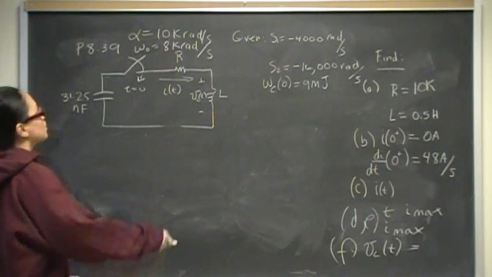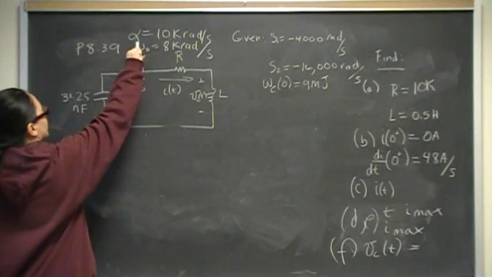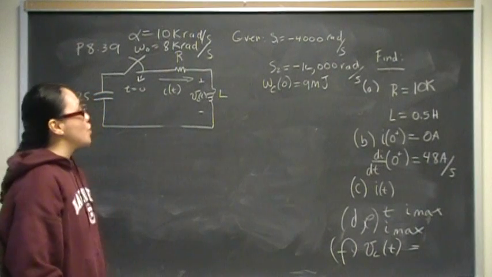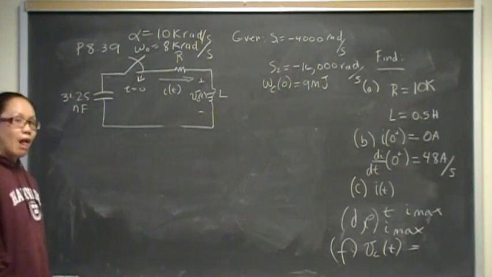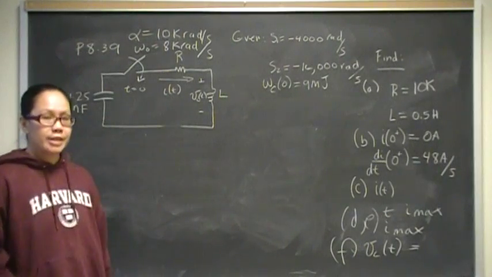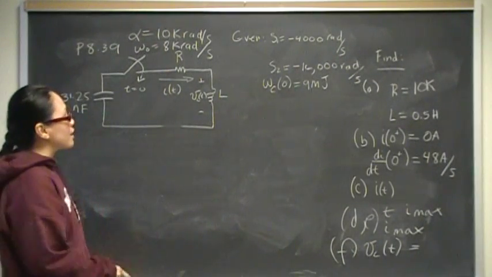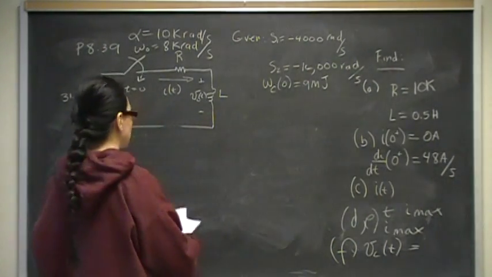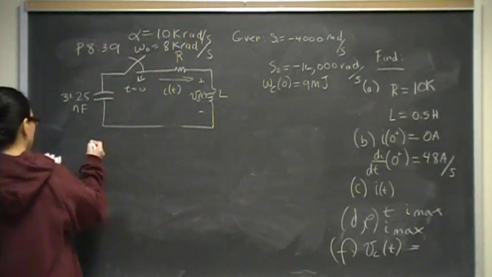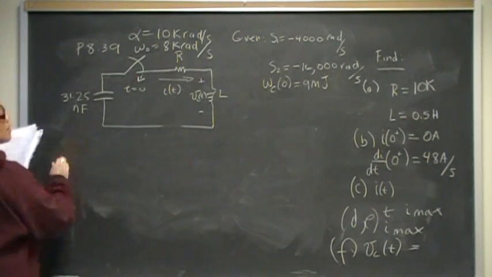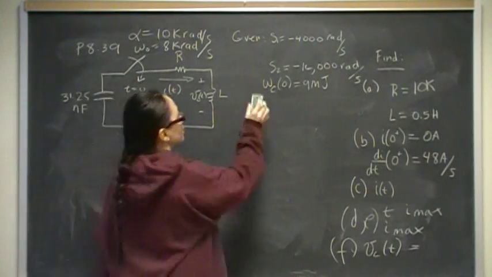So in this case, we know alpha is greater than omega naught, which means we have an overdamped circuit. Recall that when omega naught is greater than alpha, we have an underdamped response. When they're equal, we have a critically damped response. So knowing that they're overdamped means we will use these sets of equations. These are their general equations for the different responses. So I am going to erase some information here.